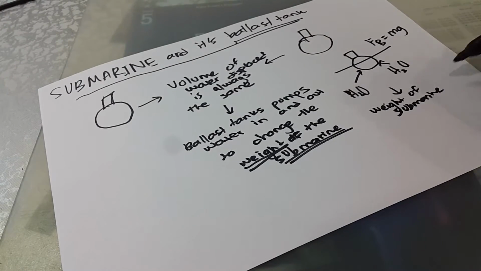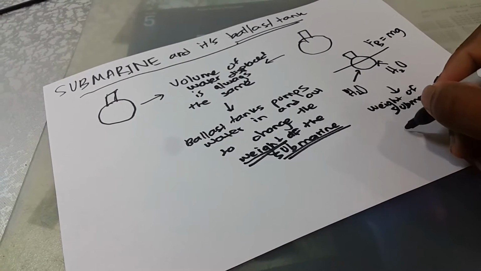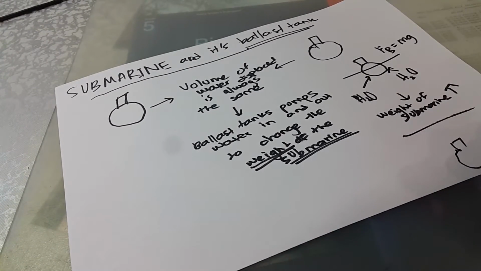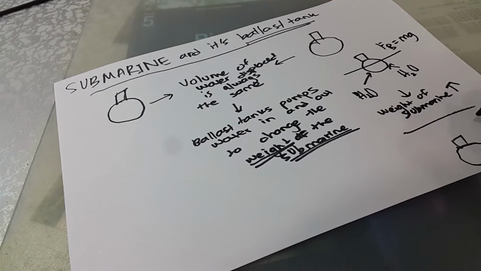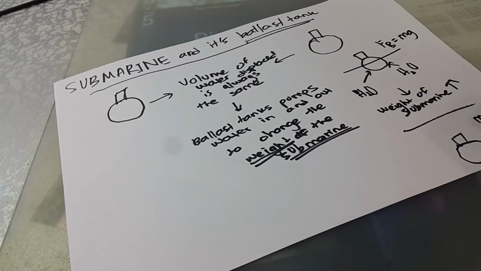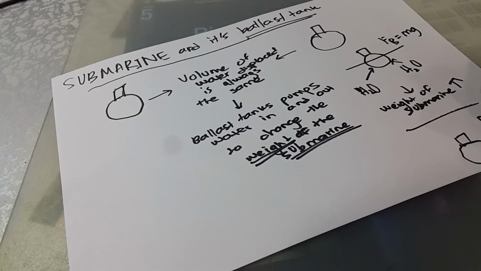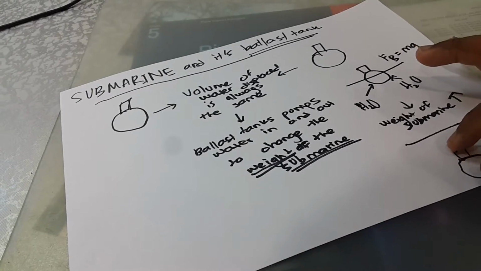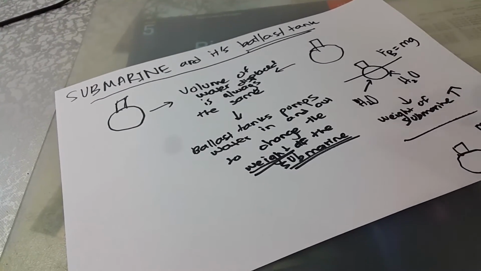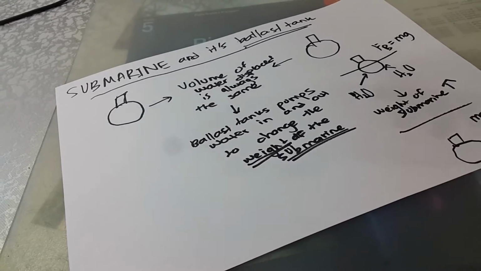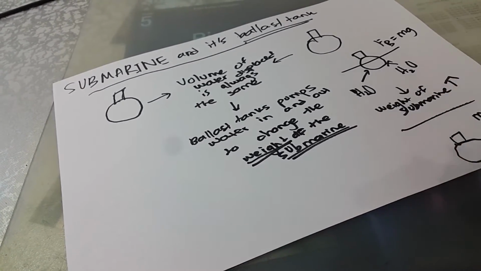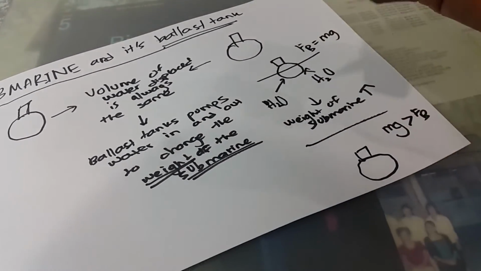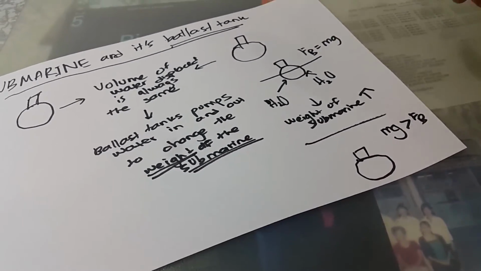The weight increases, and thus the submarine will start to sink, because the weight will exceed the buoyant force. So there will be more weight than the buoyant force. The buoyant force stays the same because the volume of the submarine stays the same. So the weight will keep increasing, and it will keep sinking until a point where it will eventually stop. Okay, so that's all for this subtopic.